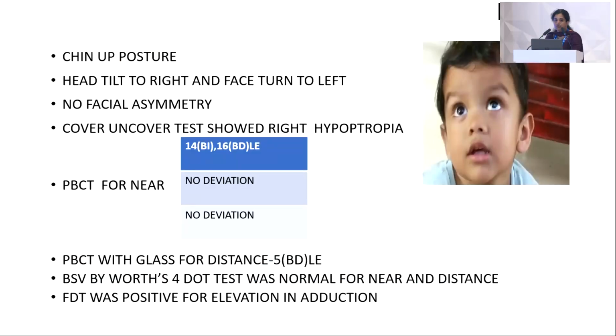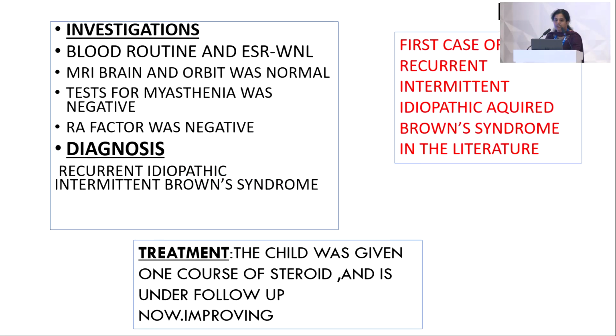Examination showed a chin-up posture with a head tilt, and there was right hypotropia. FDT was done, and it was positive for elevation in adduction. All the blood routine, ESR and other inflammatory workup were within normal limits. MRI brain and orbit was done and was normal. Test for myasthenia was negative. RA factor was negative. So a diagnosis of recurrent idiopathic intermittent Brown syndrome was made. According to our knowledge, it was the first case of recurrent intermittent idiopathic acquired Brown syndrome in the literature. He was given 1 course of steroids and is under follow-up, and now he is improving.